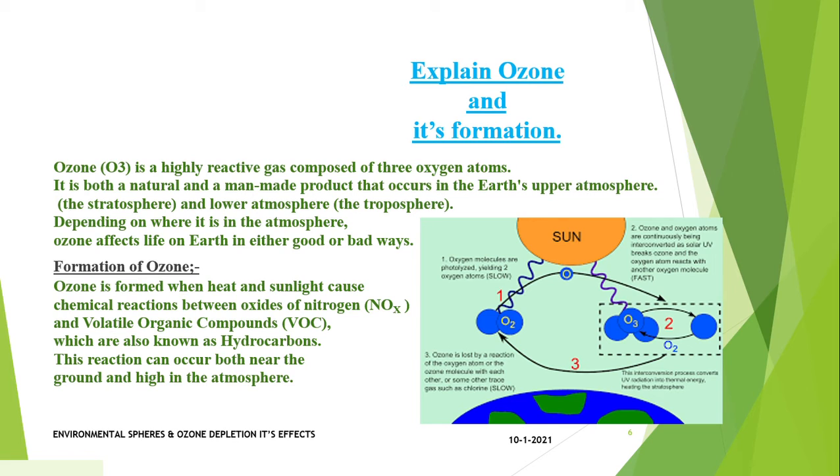Now, how is ozone formed? Ozone is formed when heat and sunlight cause a chemical reaction between oxides of nitrogen, NOx. As you can see in the diagram, oxygen molecules are photolyzed as they absorb heat and sunlight, which cause chemical reactions. This reaction can occur both near the ground and high in the atmosphere.